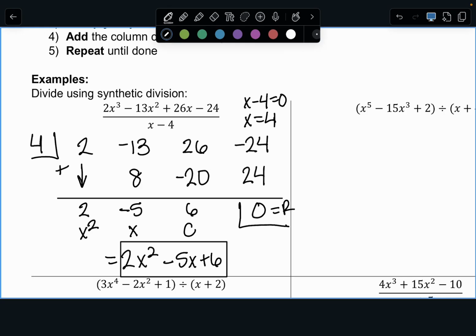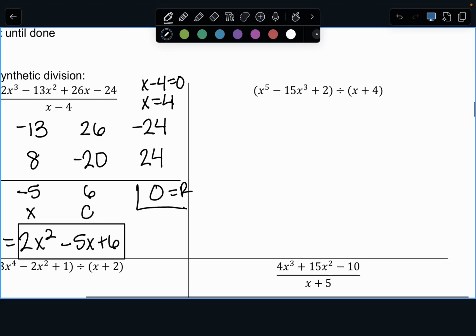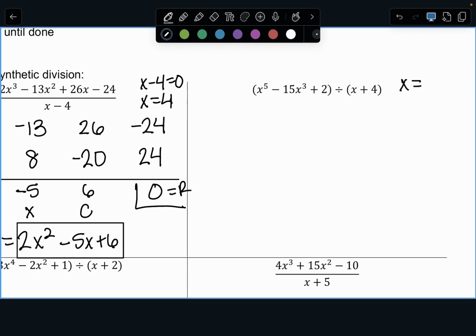That was just the first one, so it's okay if it's going over our heads a little bit. We're going to do some more. The next one: we're dividing by x plus 4. So if I set that equal to 0, what number should go in my box? Negative 4. Perfect. You flip the sign. So we put negative 4 in the box.